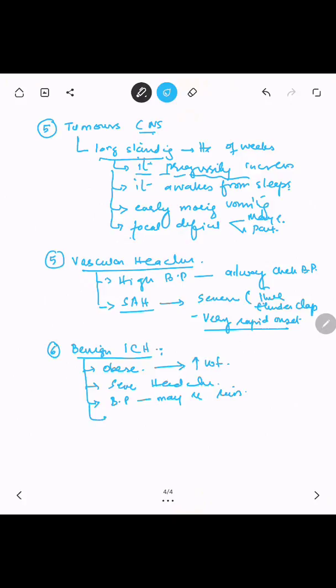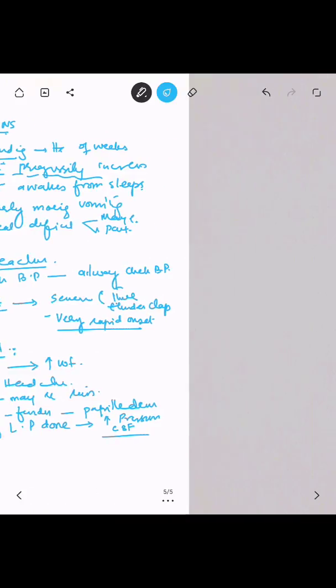Okay, and when you check his eye fundus, you will find papilledema, and if lumbar puncture is done, you will find increase in pressure of the CSF at lumbar puncture. So in summary, benign intracranial hypertension is mostly in obese children, or maybe in 12 years, 13 years, boys and girls with severe high blood pressure due to raised intracranial pressure.